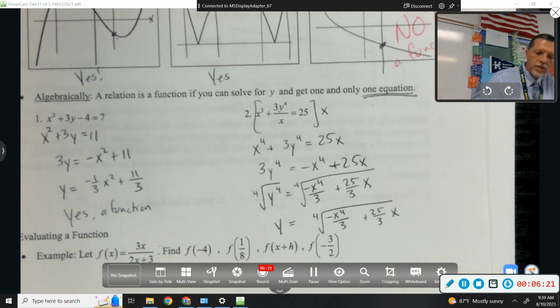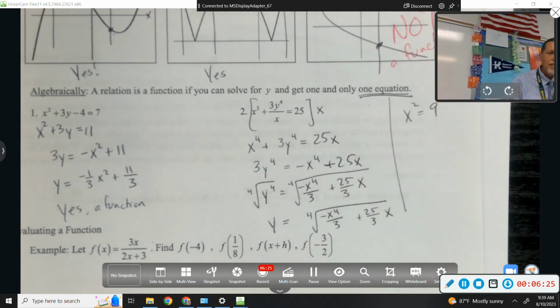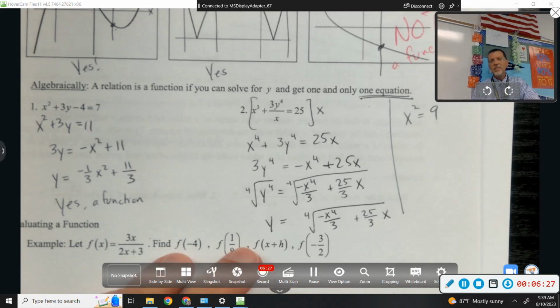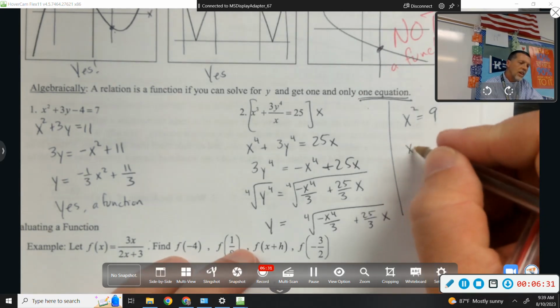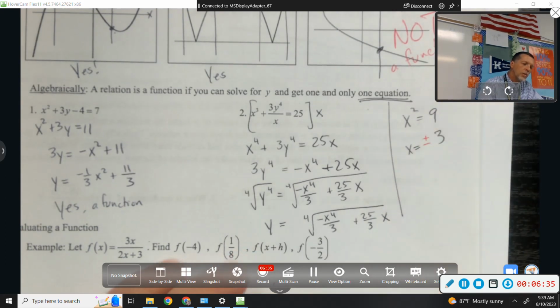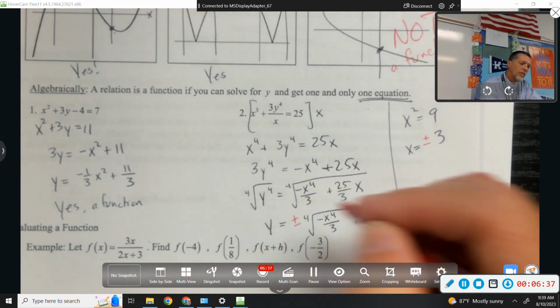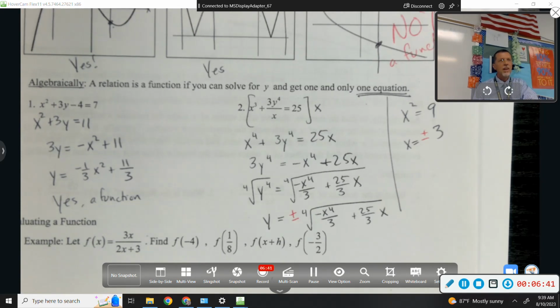Let's back up. Separate equation. If I have x squared equals 9, what's the solution to that equation? Plus or minus 3. Because if you take an even root, you've got to remember the plus or minus. So a fourth root is also going to have that plus or minus on there. But now it's not one equation. Now it's two equations.